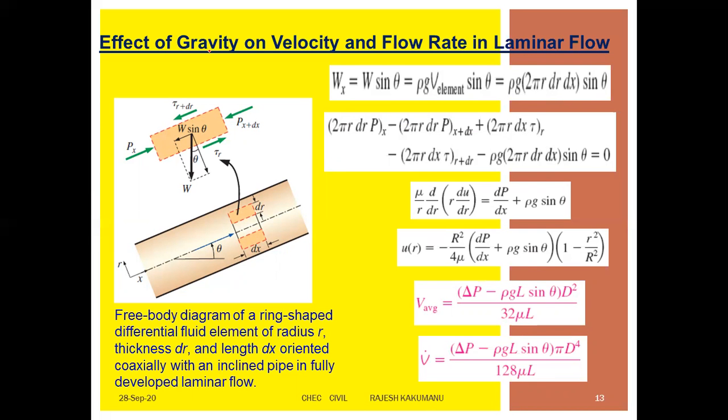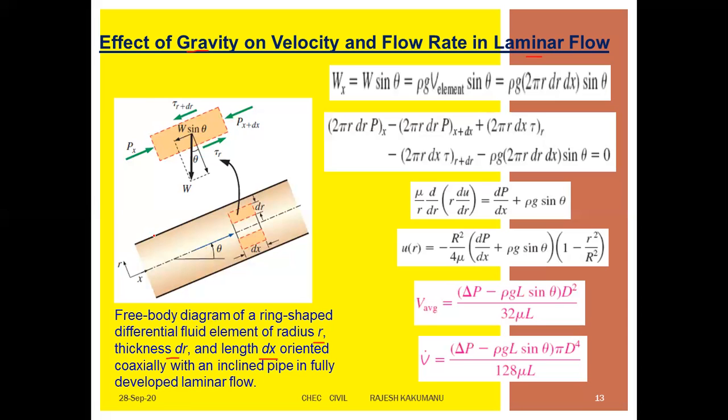Next, the effect of gravity on velocity. What is the effect of gravity on velocity and flow rate in a laminar pipe? So in laminar flows, what will be the effect of gravity on the velocity and the flow rate? If you see the free body diagram of a ring shaped differential fluid element of radius r, thickness dr, and length dx, oriented coaxially with the inclined pipe in a fully developed laminar flow.